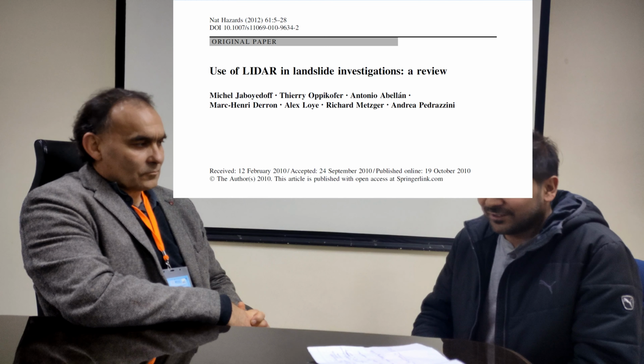For instance, if you want to search for water, I think in India it can be an issue. So for groundwater, you need a reservoir, you need to have fracturing or porosity, and the characterization of the porosity or the fracturing can be done with this LiDAR. And there is also another thing.